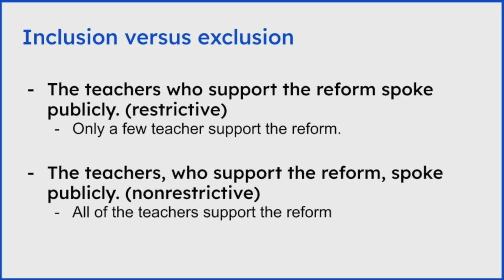The other rhetorical lens that we can bring to restrictive and non-restrictive phrases and clauses is the idea of inclusion versus exclusion. Let's look at two sentences. The teachers who support the reform spoke publicly. If we use this phrase, who support the reform, restrictively, we're saying only a few teachers supported the reform. But if we use it in a non-restrictive manner, if we add commas, we're saying that all of the teachers supported the reform.